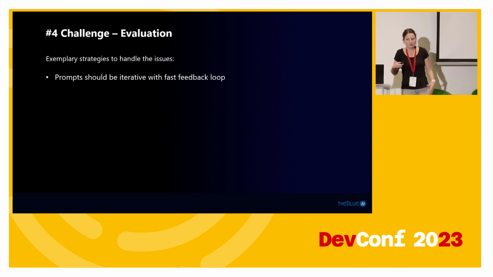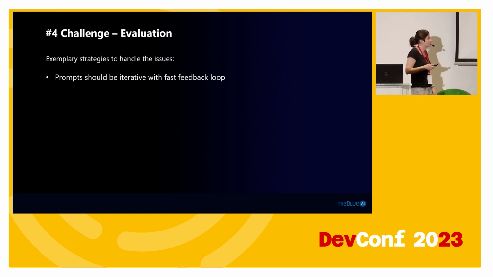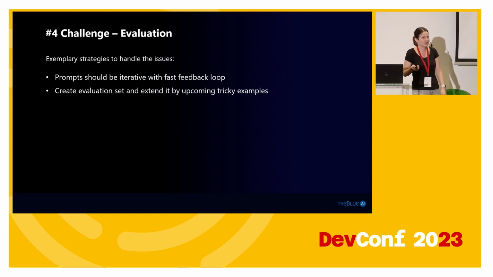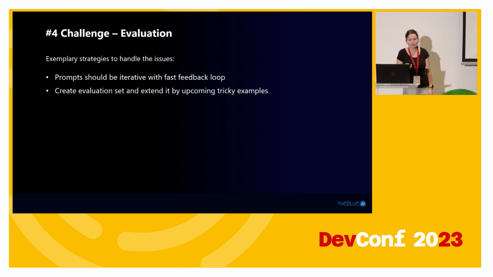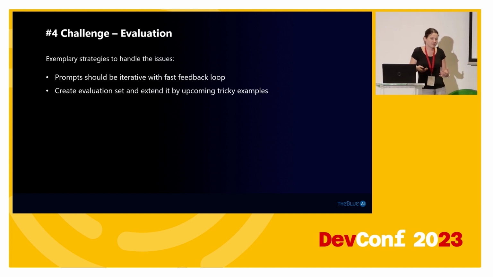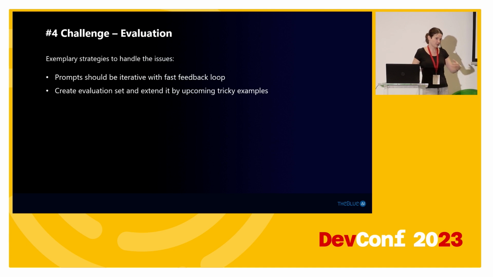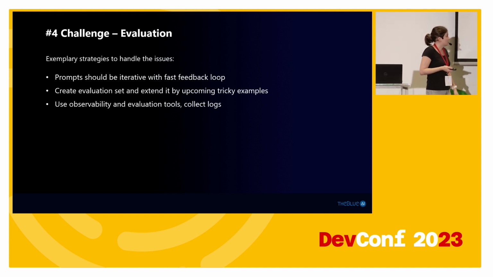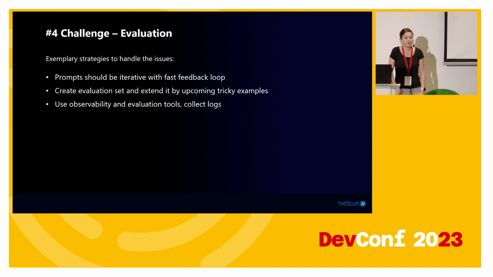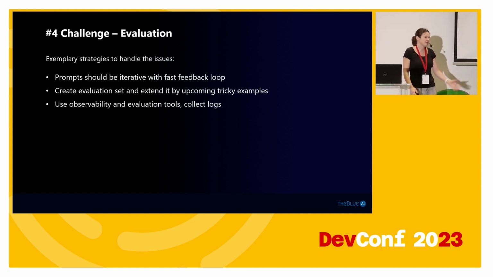So it's better that you start with your solution and you build on the fast feedback loop. So you see how the users were interacting with that, what crazy ideas they were having, and then adapt your solution. Create the evaluation data set and collect the next tricky examples that you're getting so that you can constantly use them and extend your data set. Use observability and evaluation tools. So really, logs are your friends.